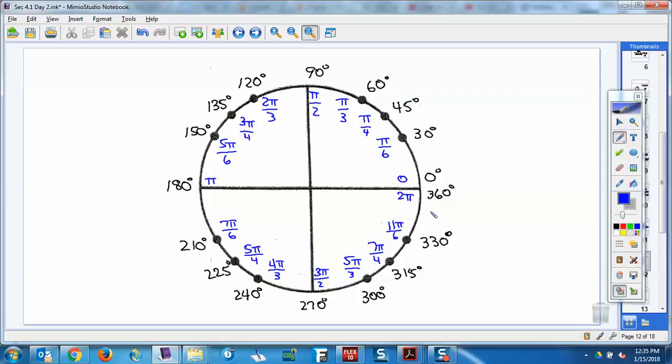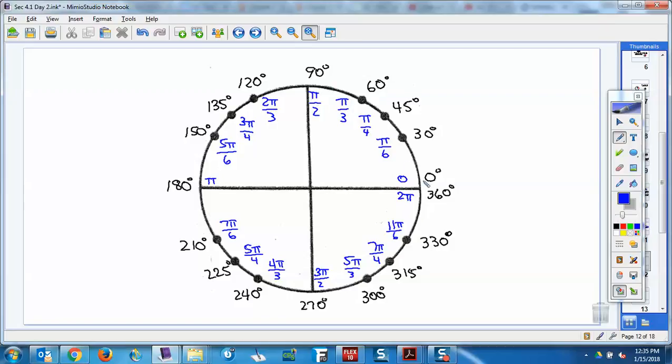The radian equivalents of those, and again, remember, pi is 180. So 30 degrees, pi divided by 6. Pi divided by 6. 180 divided by 6 is 30 degrees. 180 divided by 4 is 45. 180 divided by 3 is 60. And then 180 divided by 2 is 90, like we were talking about.